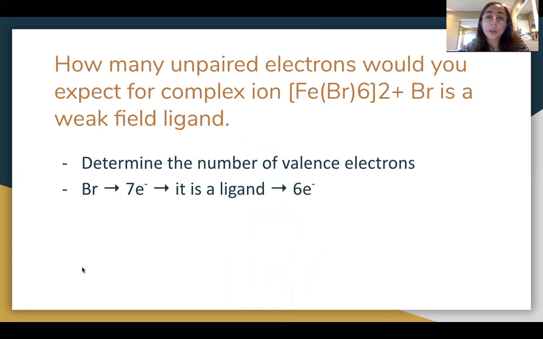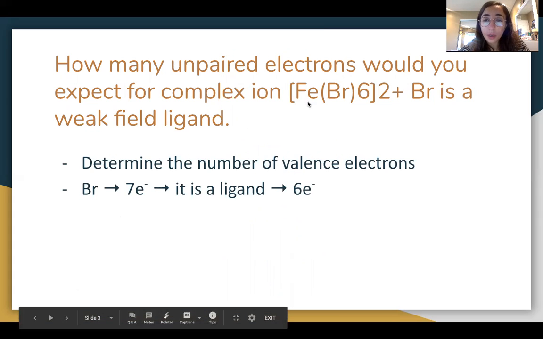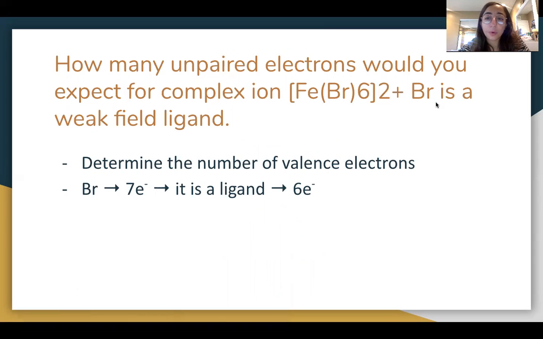How many unpaired electrons would you expect for a complex ion such as this one? Bromine is a weak field ligand, okay? So you are finding the unpaired electrons for bromine here. Be careful, it's not iron, it's bromine. Sorry, this is a typo, but it's a charge of 2+, so this should be a superscript here.